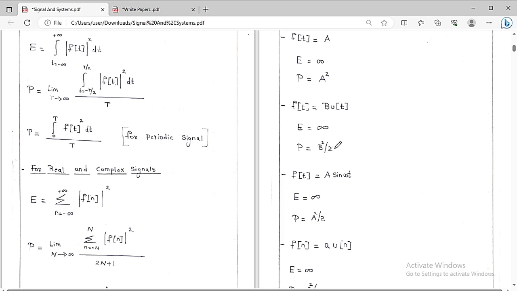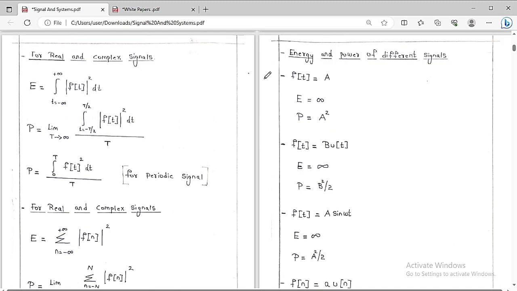These things you always have to keep in your mind. So for a signal f of t is equal to b into u of t, we can say its energy is equal to infinity and the power is equal to b square by 2, because if you see, the previous signal is a for all the time and this one is b only for t greater than 0. So the signal is half of the previous signal, so its power is also half of the previous signal, which is b square by 2.